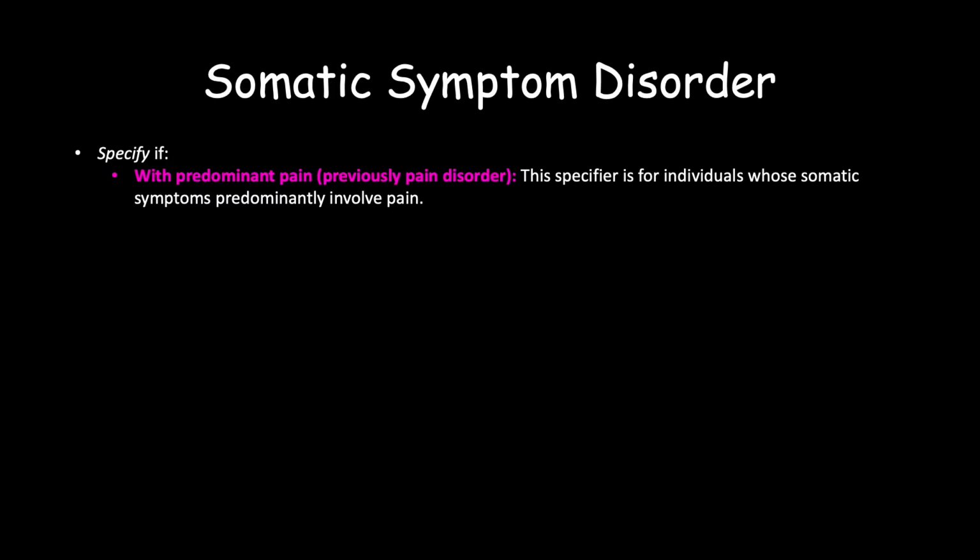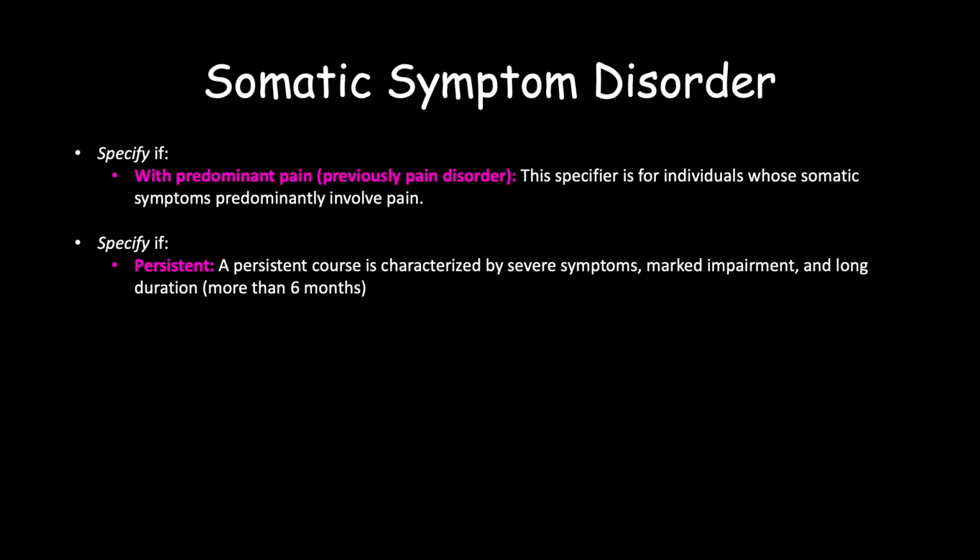Once these 3 criteria are confirmed, the next thing I'll do is see if the patient meets criteria for the various specifiers. The first thing to specify is whether or not the patient is presenting with predominant pain, and this was formerly known as pain disorder. This specifier is for individuals whose somatic symptoms predominantly involve pain. The next thing to specify is whether or not the course of illness is persistent, and this is characterized by severe symptoms, marked impairment, and a long duration of more than 6 months. Finally, the last thing to specify is the current severity, and this ranges from mild to moderate to severe.